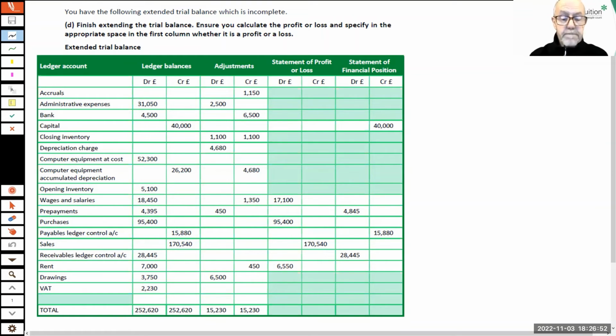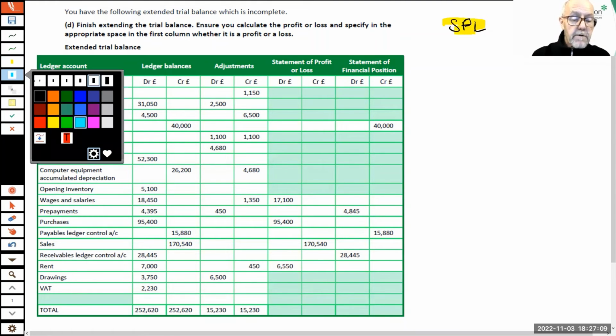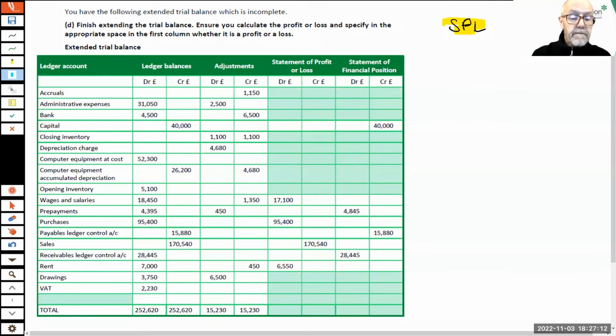So let's color code these items. Each of these items is going to go either to statement of profit and loss or the statement of financial position. So let's use yellow for profit and loss and a rather fetching shade of blue for statement of financial position. So accruals is a liability. Admin expenses are obviously profit and loss. Bank is hopefully an asset, but not always, but it's certainly going to go same place. Now we'll leave this one because this one's a bit tricky.